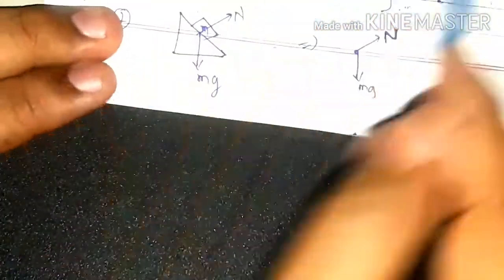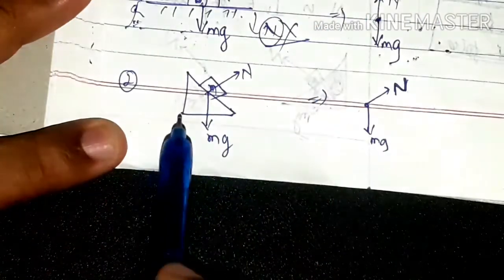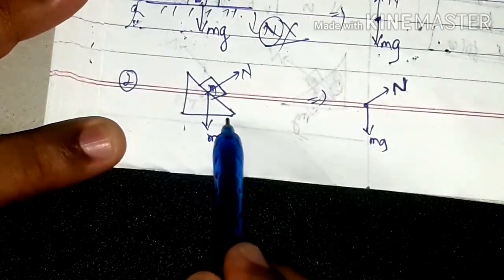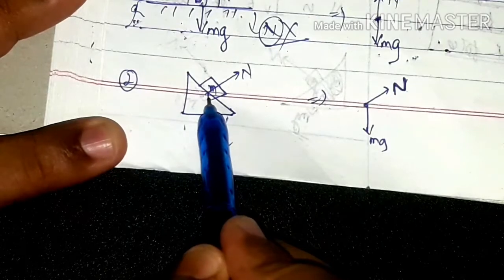Okay, another example. Similarly, another example is shown here. Consider this body. It's an inclined plane. On this inclined plane, a body of mass m is kept.